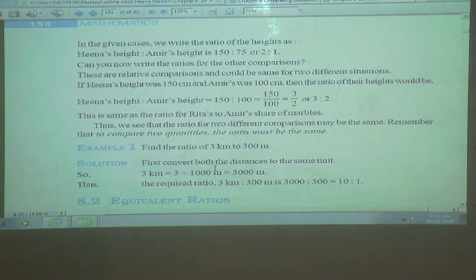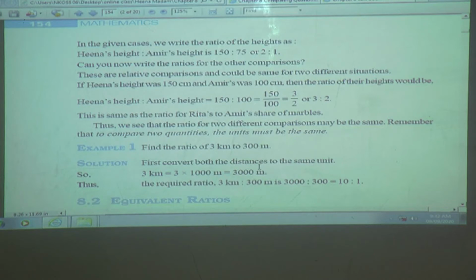First, convert both the distances to the same unit. You can convert 300 meter to kilometer or you can convert kilometer to meter. It should be the same unit, but it will be easier to convert 3 kilometer to meter. You know 1 kilometer is equal to 1000 meter. So we convert 3 kilometer to 3 into 1000, so it is 3000 meter.